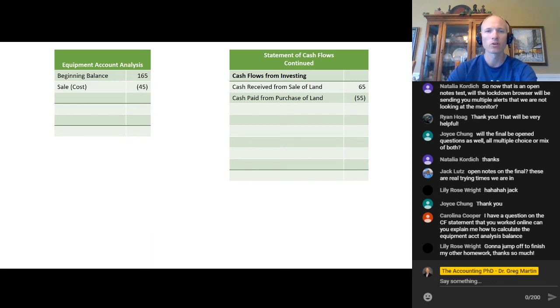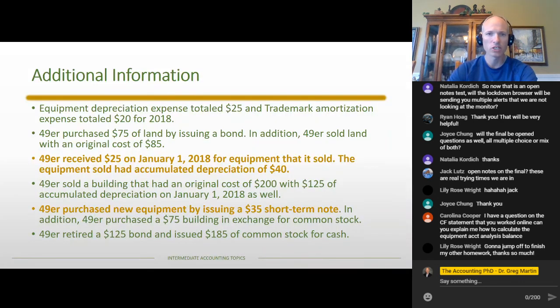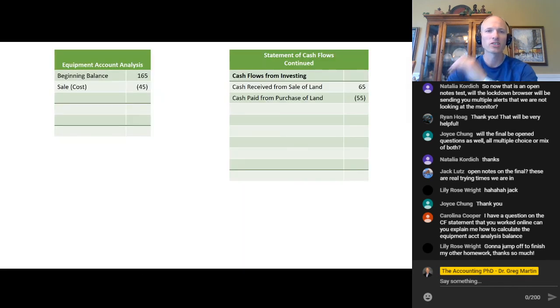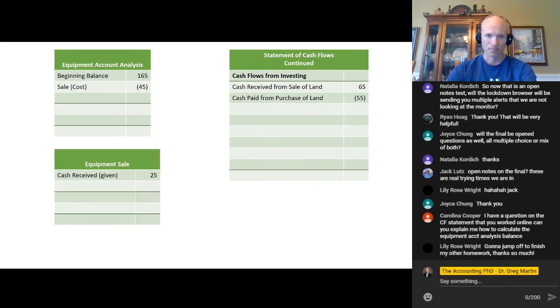Then we are told in the additional information that they received $25 on January 1st for equipment that it sold. The equipment sold had accumulated depreciation of $40. Now, in this case, I accidentally put the cost in first. Totally my mistake. What I should have done is started with the equipment sale information down at the bottom and then go from there.